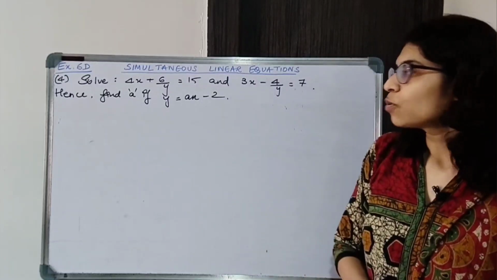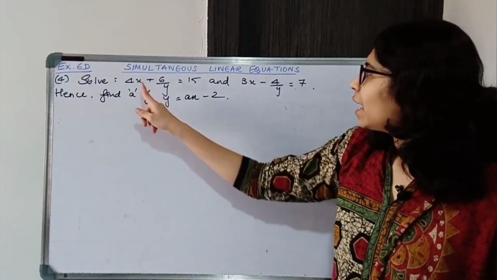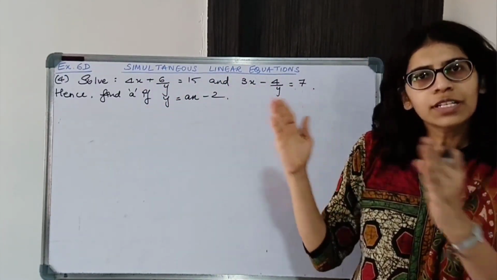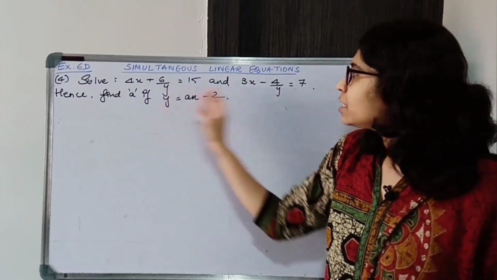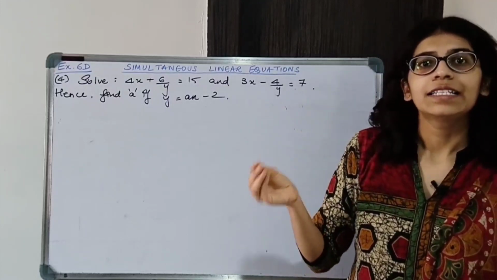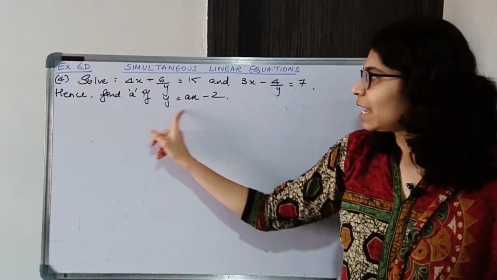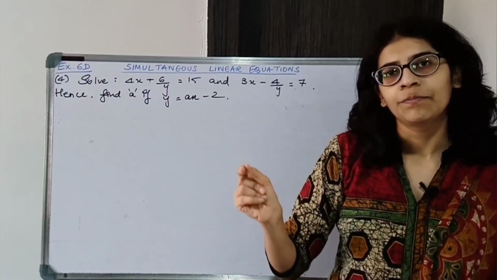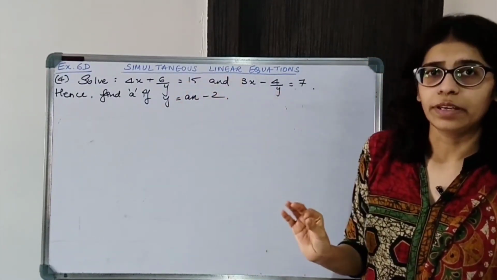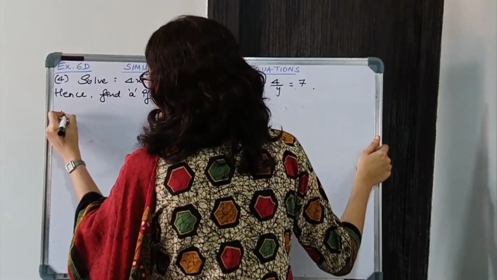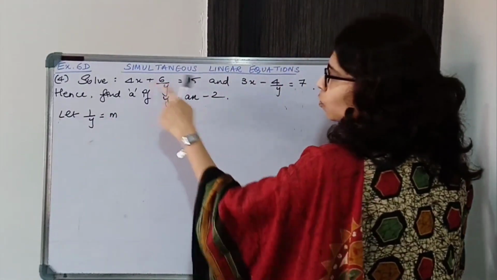So we have 4x plus 6 upon y equals 15. So x is in the numerator here. We are not going to disturb the x terms, because this is in the numerator. y is in the denominator, so 1 upon y we'll take as some other variable. Now you cannot take it as a because a is there in the other equation. So don't take a, take any other variable. So I'll take 1 upon y as m over here. So let 1 upon y be equal to m. So what will the equation be?